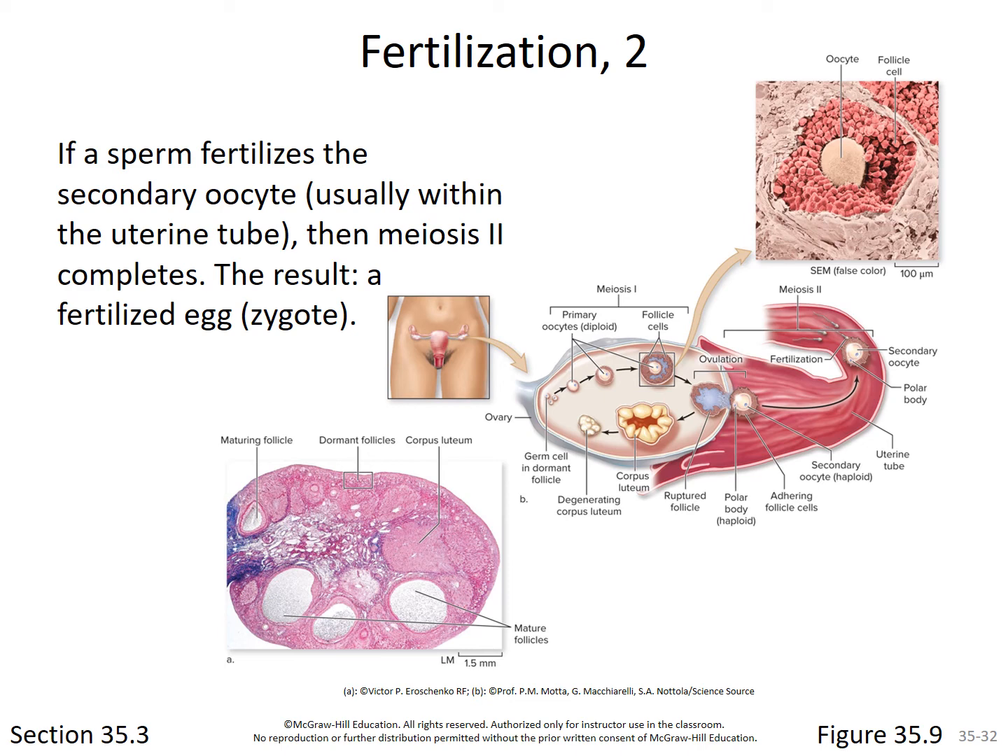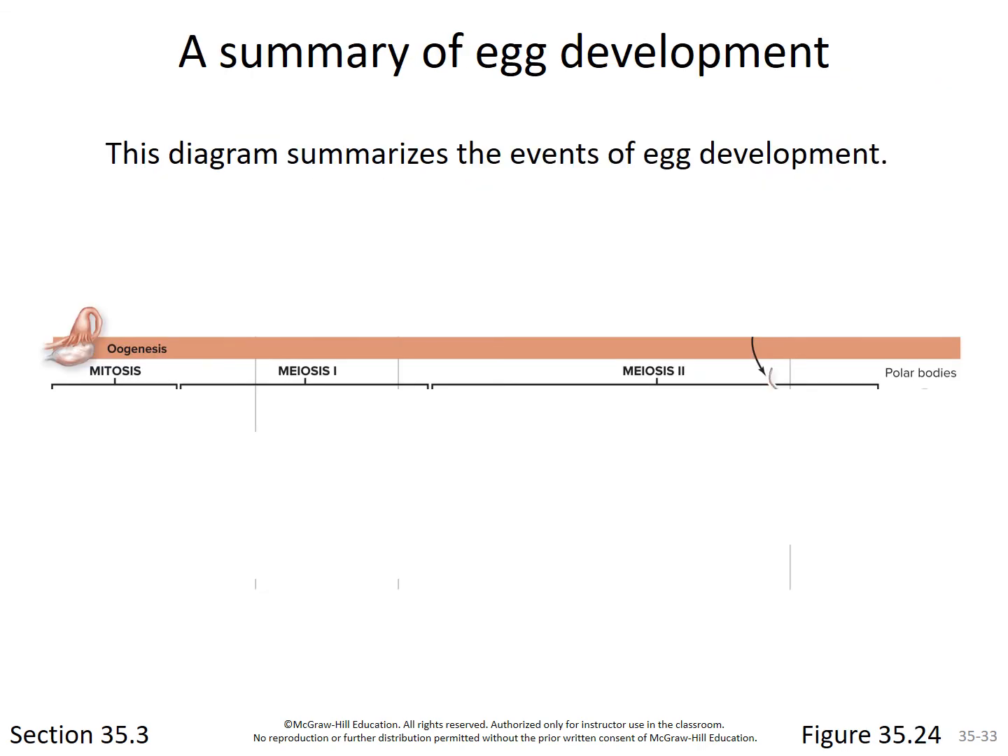And so for just a very small amount of time, you're going to have what's called a male pronucleus and a female pronucleus, and those will exist at the same time in the fertilized egg for a very short time until the female nucleus completes its meiosis 2, and then the two will combine and you have a fertilized egg. So here are the events of egg development.